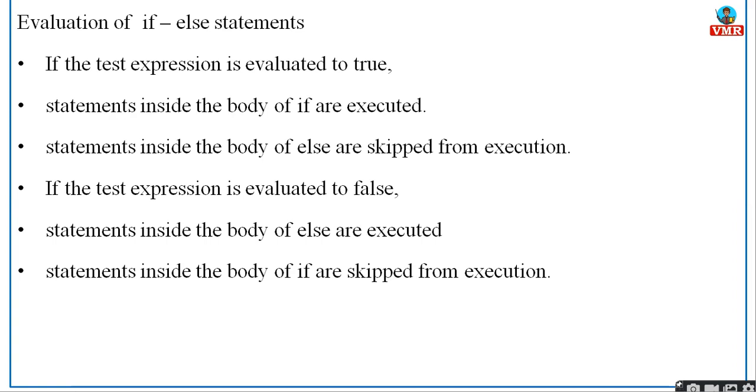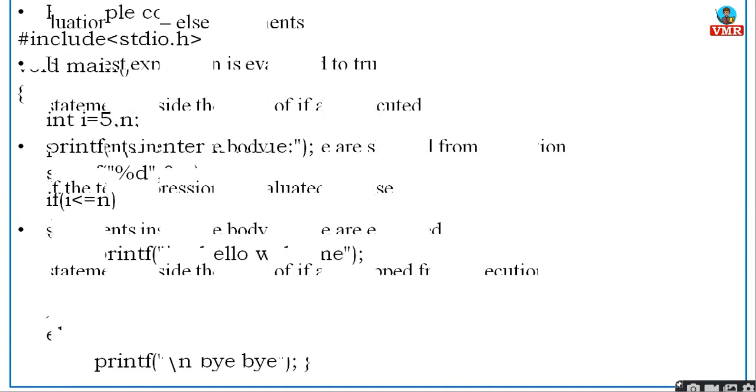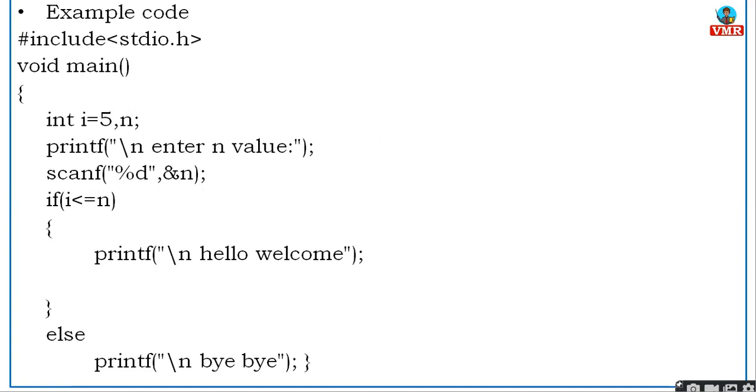Okay. If the condition is true, you will execute the if block. Else, that is, if the condition is false, you will not execute the if block, and you will execute the else part. This is what you need to remember when you are trying to use the if else block. Okay, right. So here comes an example code.